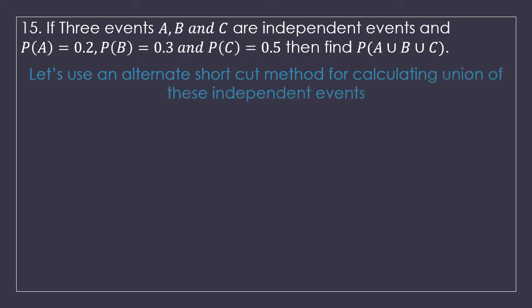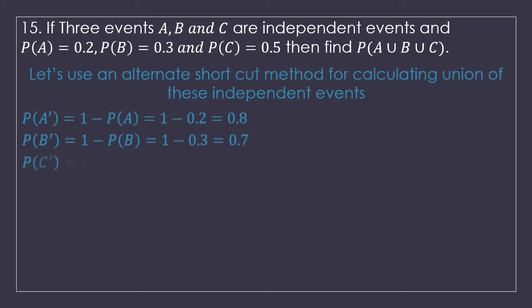I am going to give you a shortcut method of calculating these things in which you don't use A, B and C, rather you use their complementary events for the calculation. So A dash will be 1 minus 0.2, 0.8, B dash will be 1 minus 0.3, 0.7 and C dash will be 1 minus 0.5, 0.5. A union B union C is to be calculated and I have calculated its opposite. So let's continue with the trend and calculate the intersection of these three complementary events. We are going totally opposite here.